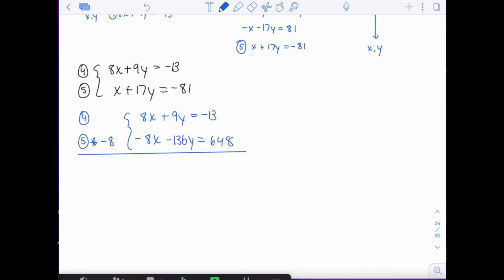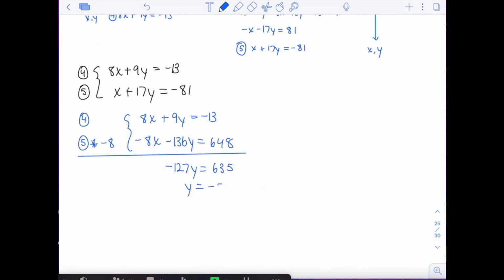So we're going to get negative 127y equals 635. And believe it or not, y ends up being a nice number. y equals negative 5.